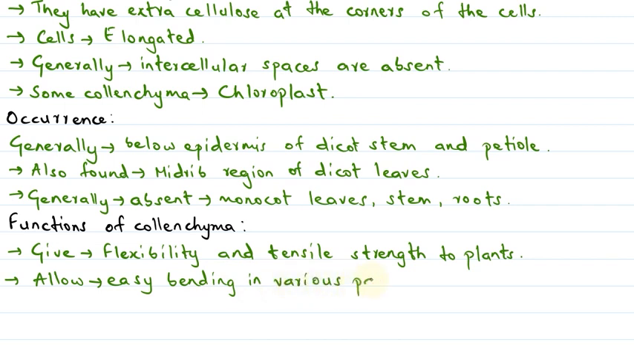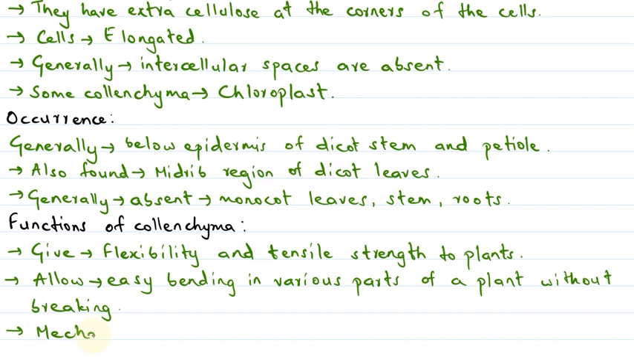In various parts of a plant, like leaf, stem, this is important, they help in bending of various parts of the plant without causing them to break. Okay. Then the collenchymatous tissues provide mechanical support to plants. Mechanical support to plants is provided by the collenchymatous tissues. Okay.